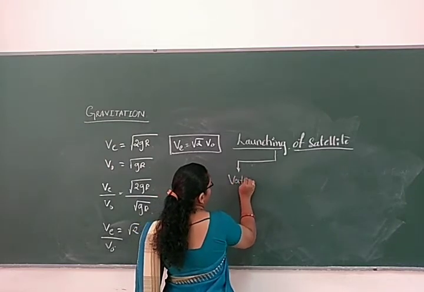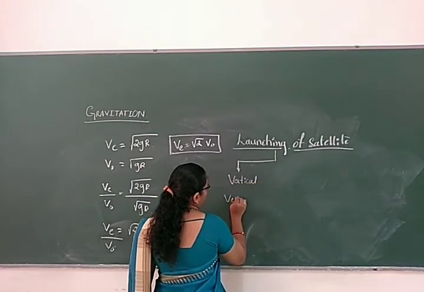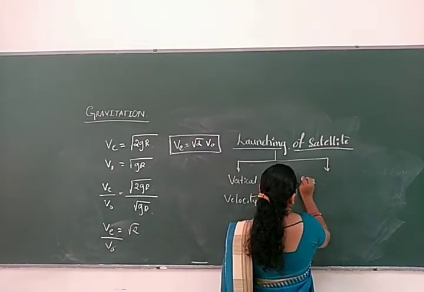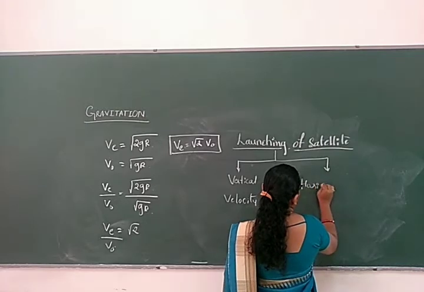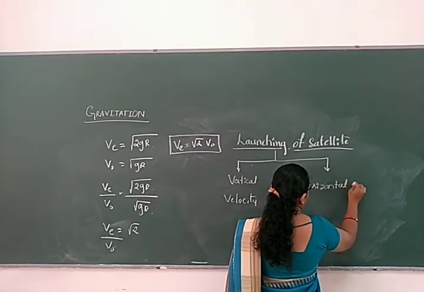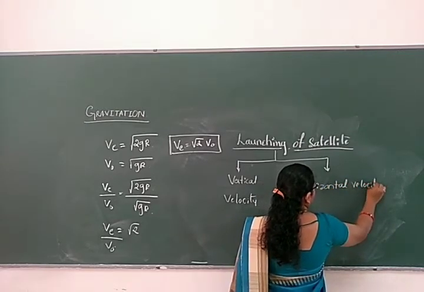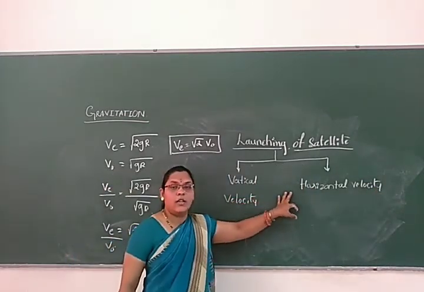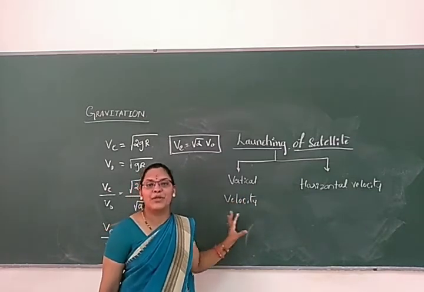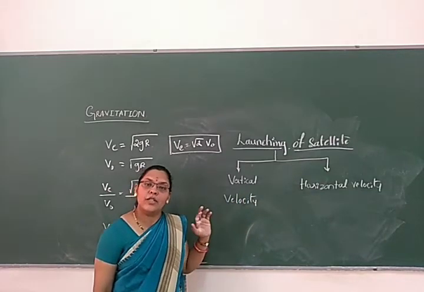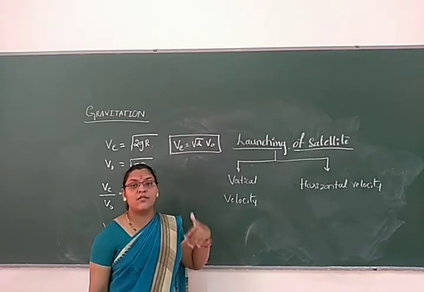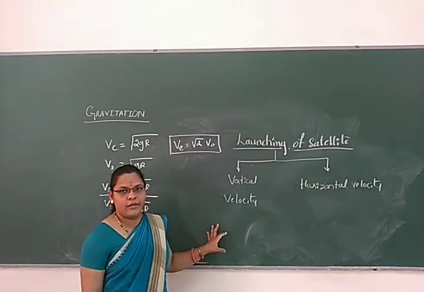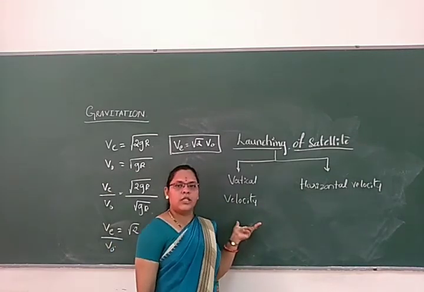We need to supply 2 velocities here. Vertical velocity, and another one is a horizontal velocity. Right? So what are these velocities? These are nothing but the orbital velocity of the satellite. So what is that orbital velocity? The velocity with which the satellites are able to do the revolution around the planet. Why do we need to supply the 2 velocities here?